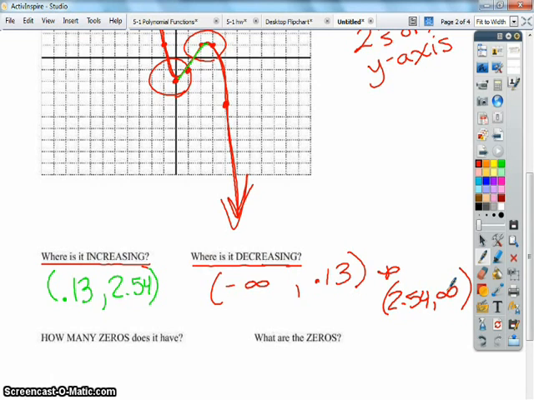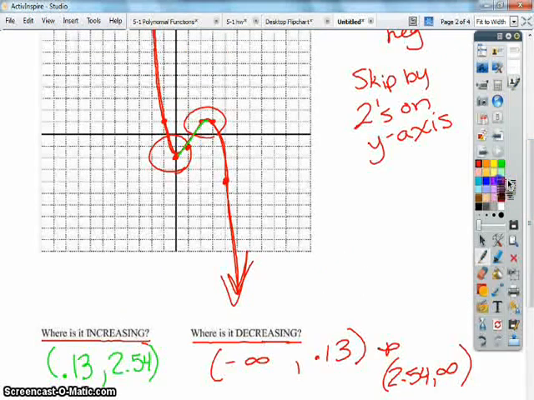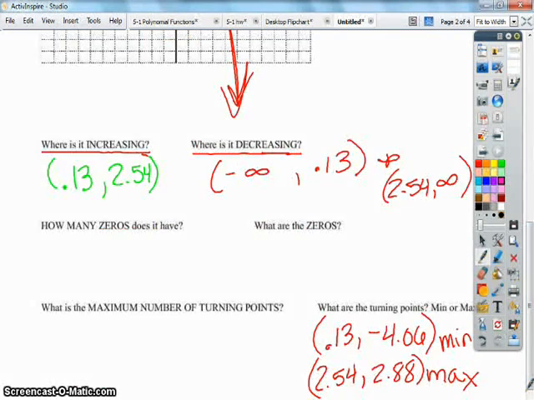Now the zeros are easier, kind of. You can visualize on the graph how many zeros we have. I guess I'll use purple here. Zeros are where it crosses the x-axis. Count it. How many times do you guys see this thing crossing the x-axis? 1, 2, 3 times. You see all 3 of them? Those are called zeros. So when it says how many zeros does it have, 3 of them.